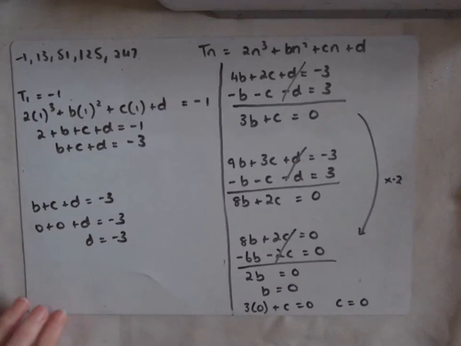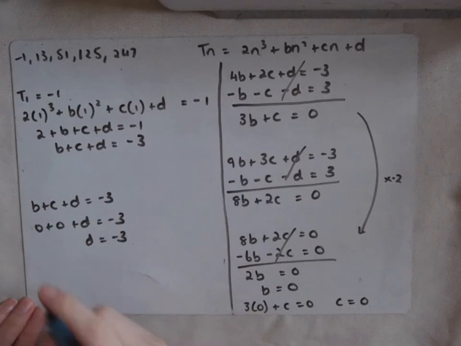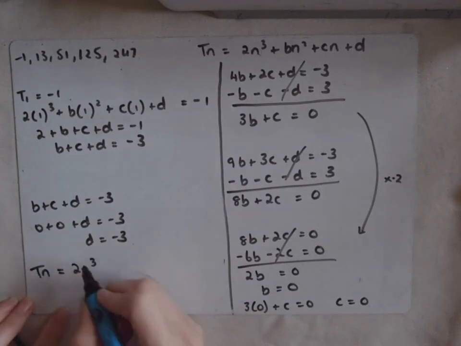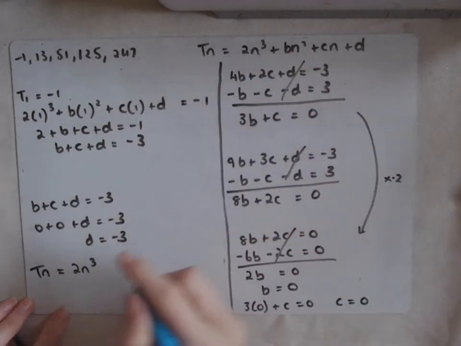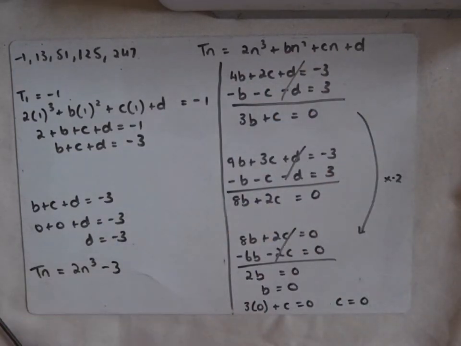So to write that as a general formula, you get 2n cubed plus 0n squared plus 0n minus 3. 2n cubed minus 3.